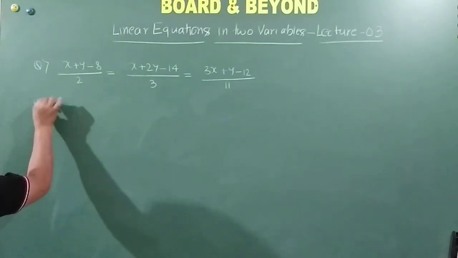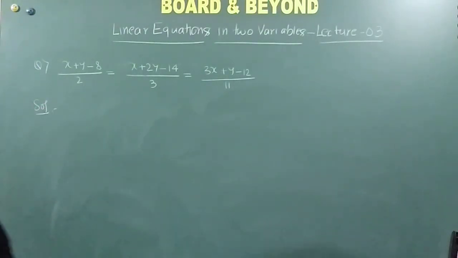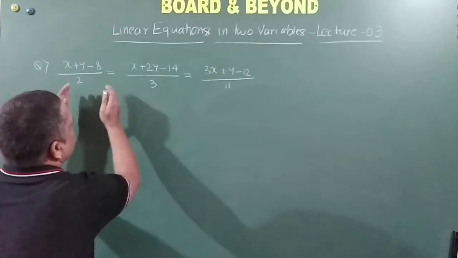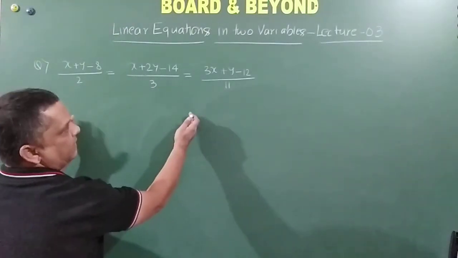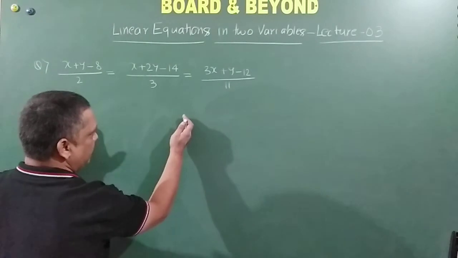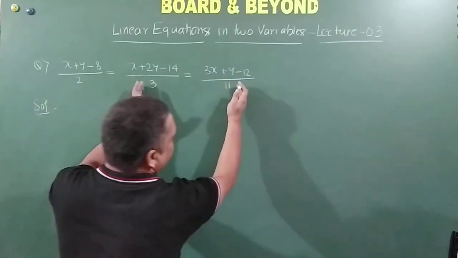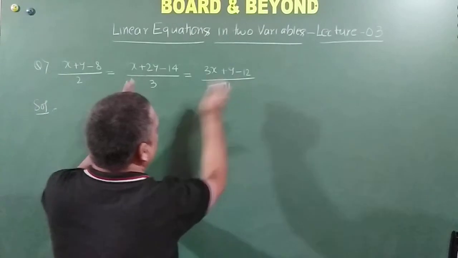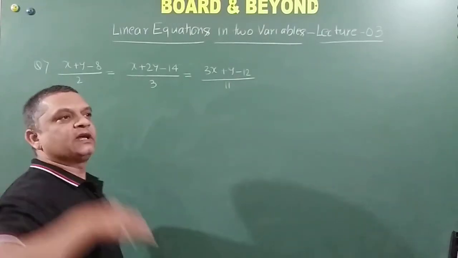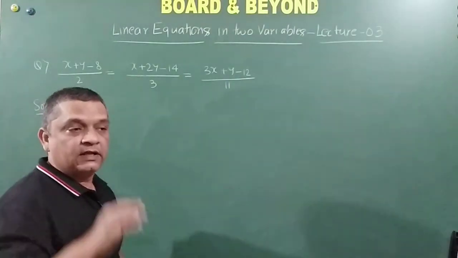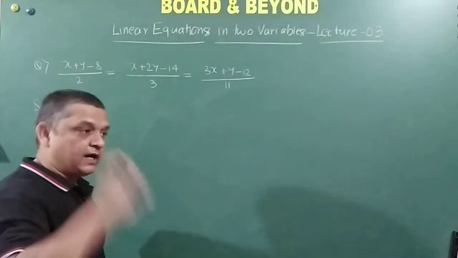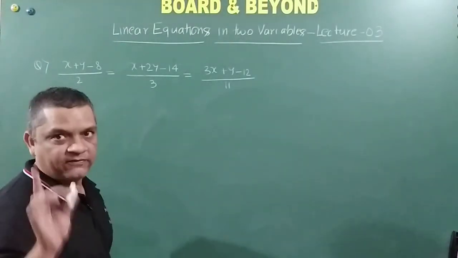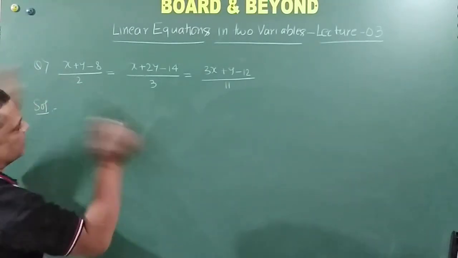Let's try to solve it. What we are going to do here is consider this and this first and formulate a linear equation in two variables, and then consider this and this after that, and formulate another linear equation in two variables. Then solve those two simultaneous linear equations in two variables and get the values of x and y. Right, friends? So let's start doing it.